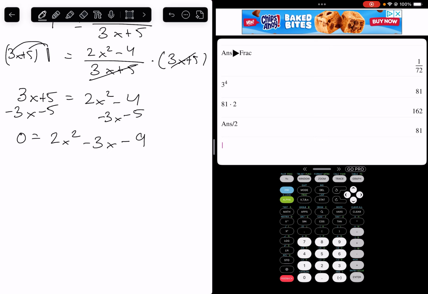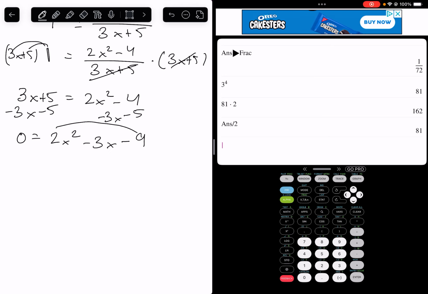So now we have to factor. And we can see here that we cannot do the easy method. We're going to have to do AC factoring. So 2 times negative 9 gives us negative 18. What two numbers multiply to negative 18 and add to negative 3? That's going to be a negative 6 and a positive 3. So then we rewrite the negative 3x with a negative 6x and a 3x. So we've got 2x squared minus 6x plus 3x minus 9.